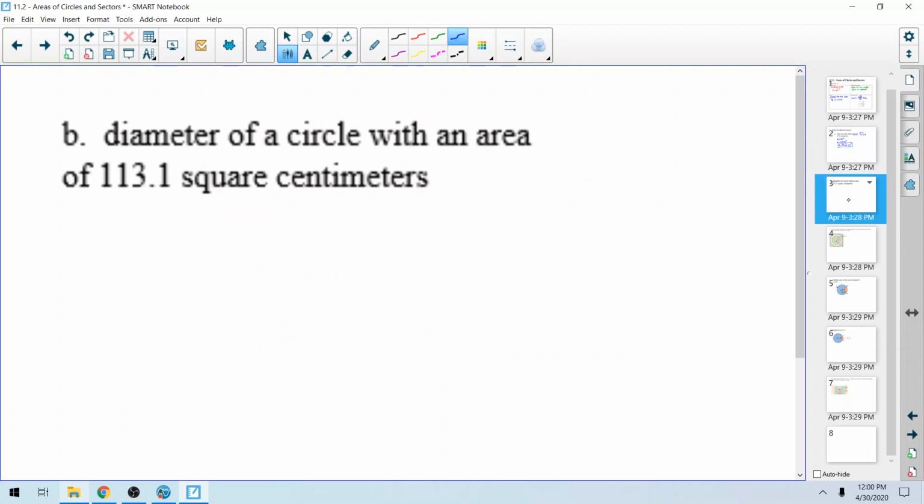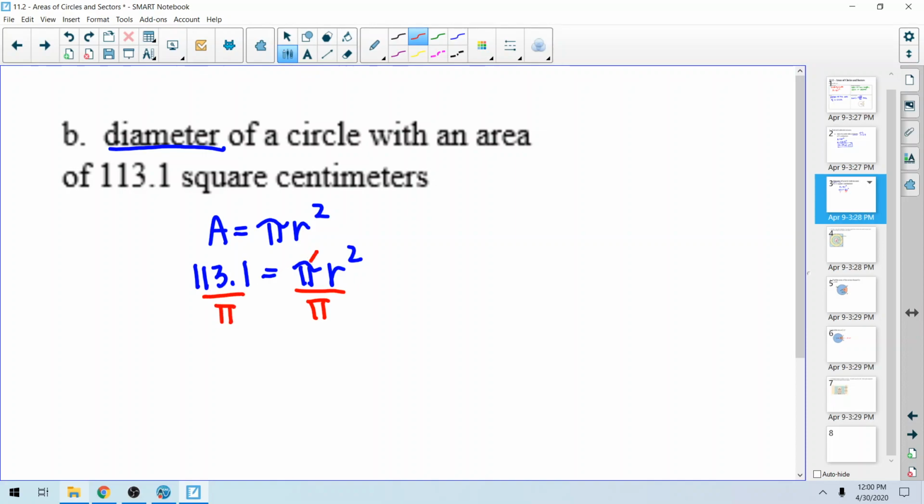Next one, find the diameter of a circle with an area of 113.1 square centimeters. So area equals pi r squared. Area is 113.1 equals pi r squared. And they want us to find the diameter. Keep that in mind, because right now it looks like we're solving for the radius. Step 1, divide both sides by pi. For the moment, I'm going to leave it like that because I don't want to round until the very end. So I have 113.1 divided by pi equals r squared. Then if I want to get rid of a squared, we solve by square root.